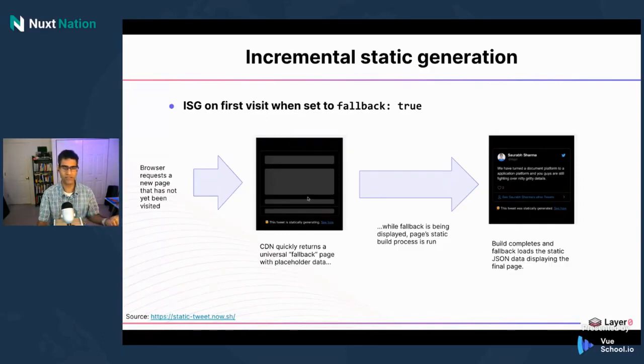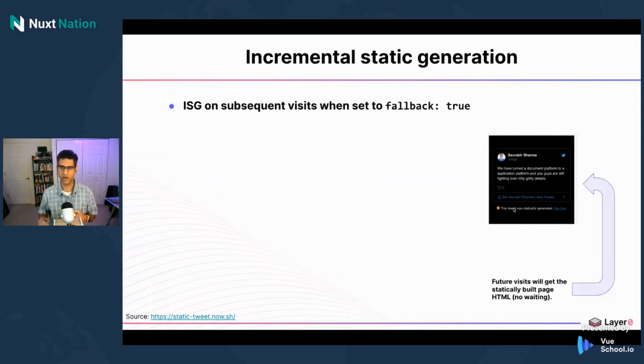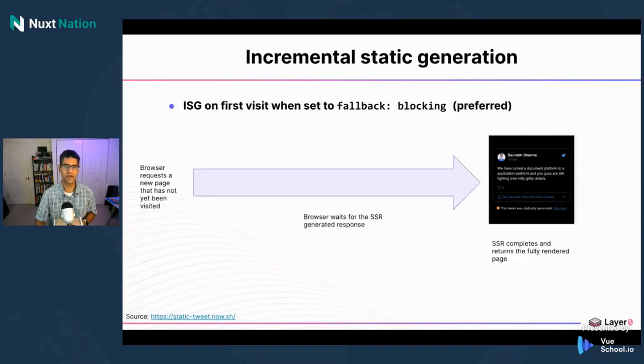So if a user requests a tweet that hasn't been rendered yet, the CDN quickly returns a fallback page with just the skeleton placeholder data. While that's being displayed to the user, this fallback page is fetching the JSON data, and the build process for this page is actually being run in the background. When that JSON data is finished, the page gets rendered. But now any subsequent visit will just get the full HTML version of the page, server-side rendered with no waiting. So that's the static-type performance on every subsequent visit.